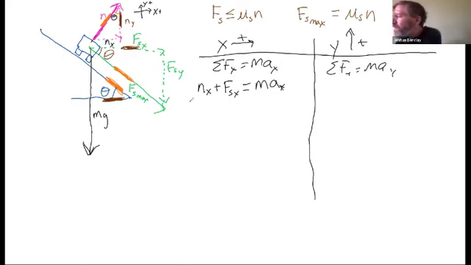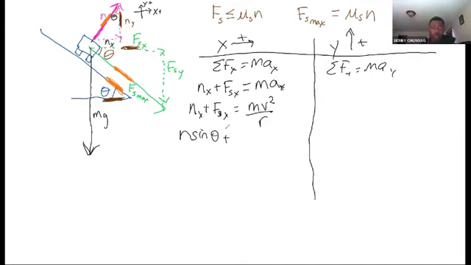So what that gives me is N sub x plus f sub x is equal to mv squared over r, right? Then I'm going to get more specific. How can you write N sub x? As N sine theta. Yep, N sine theta. Plus, how can you write f sub x? Just the next simplification. Static friction max cosine theta. Yep, cosine will give you the x, cosine theta. And then that all adds up to mv squared over r, correct?